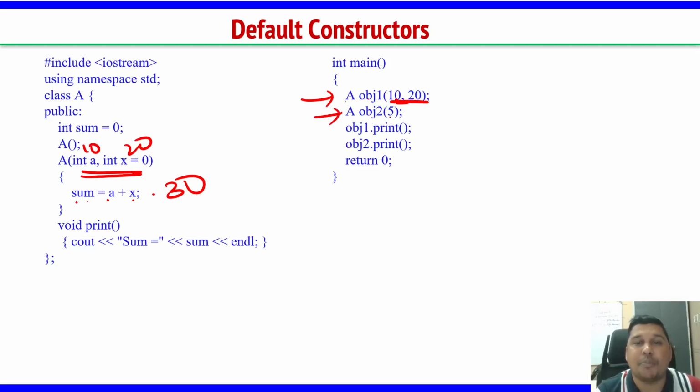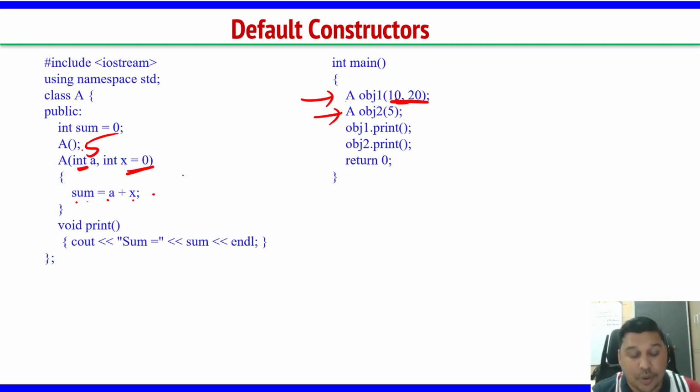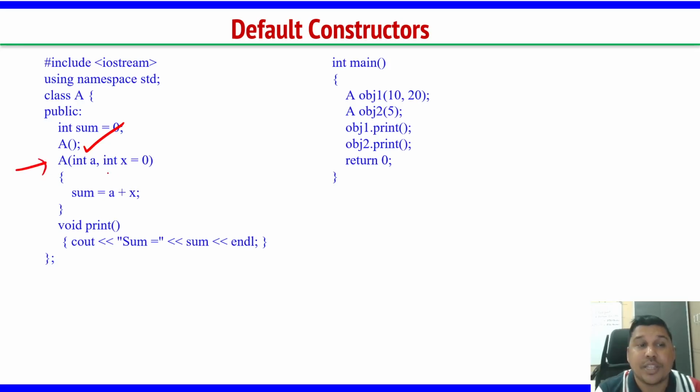Again I am creating object 2 with 5. What is happening here? This becomes 5, this remains 0. So what is a default constructor? A constructor which does not have any parameters. In this one, I'm not doing anything. But I have another constructor with some default arguments. So these are called default constructors. Maybe this example is not clearly written here, but you see this.